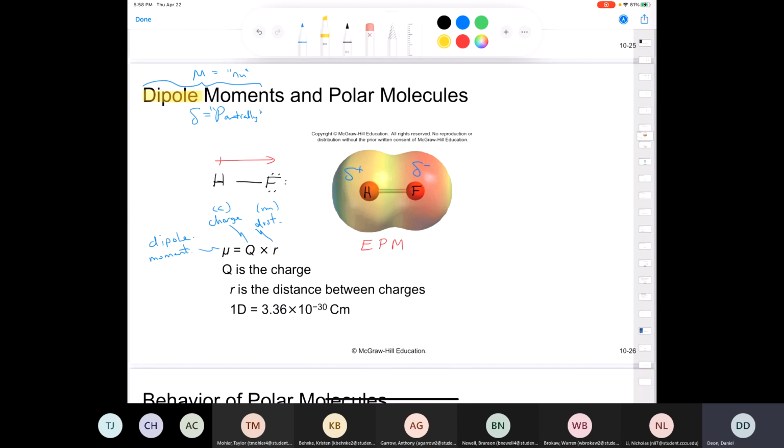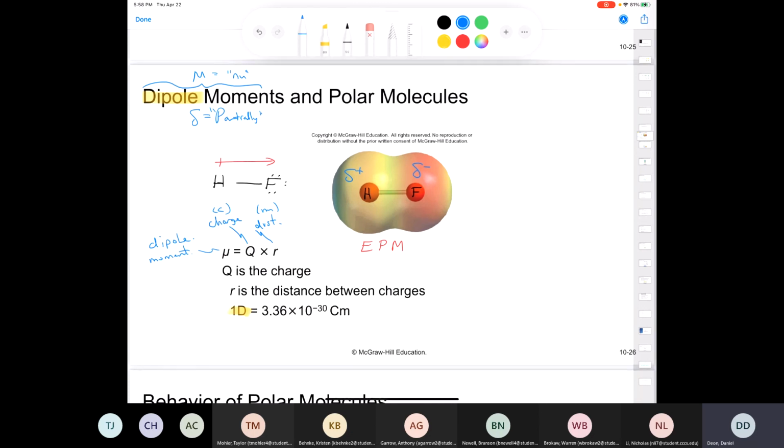And 3.36 times 10 to the negative 30 coulomb meters is equal to 1 debye. So if you look up in a table for a list of dipole moments, you'll see them listed in debye. Now, I'm never going to ask you to calculate a dipole moment. Okay, I'll even write that in here. Will not ask you to calculate mu.